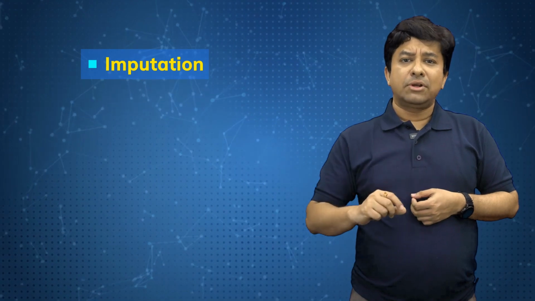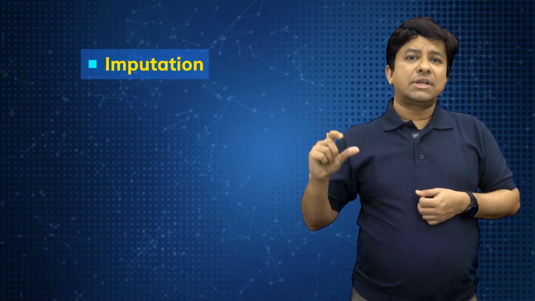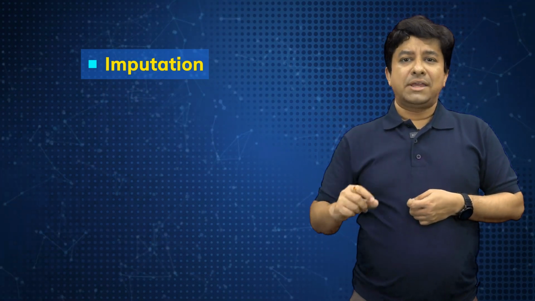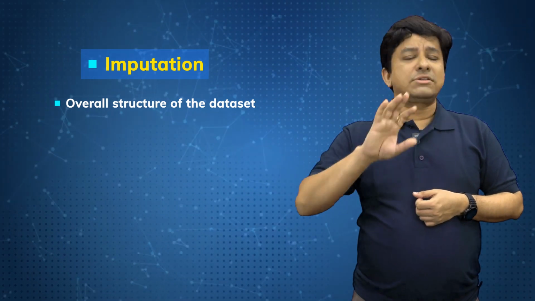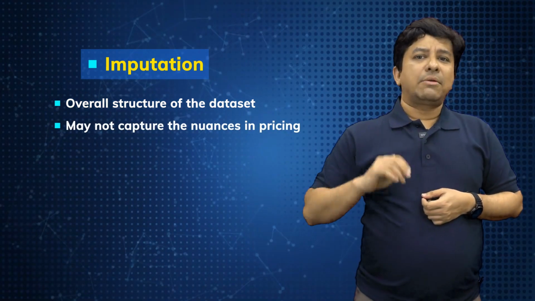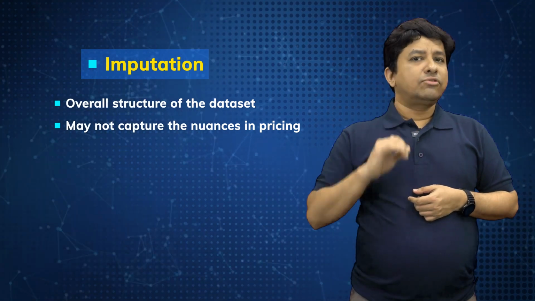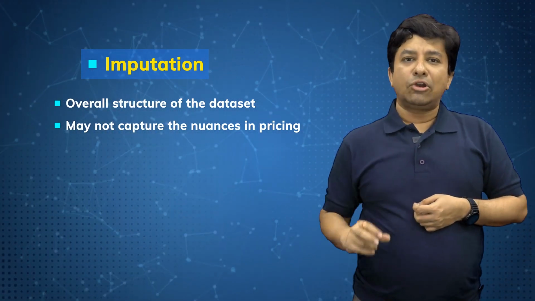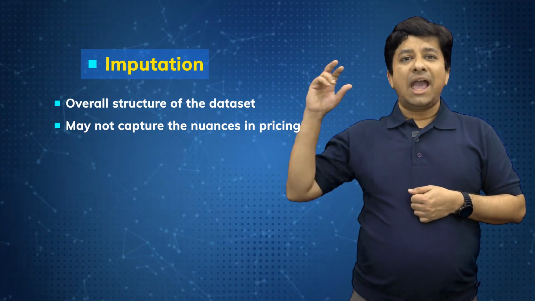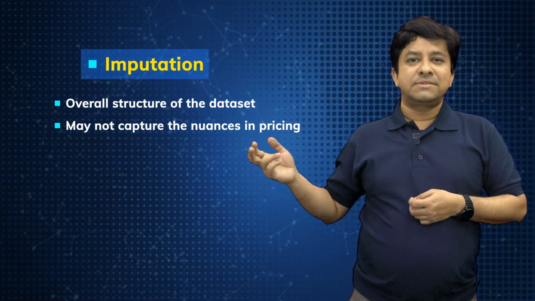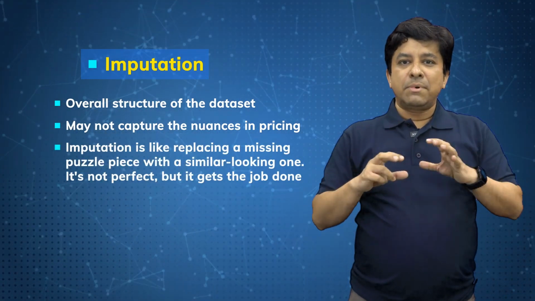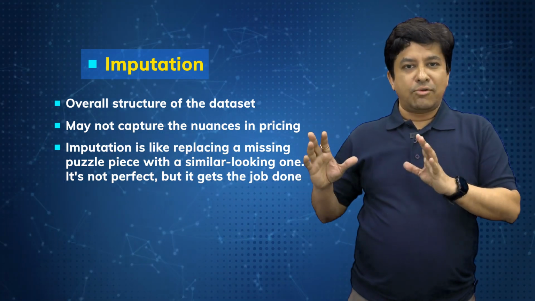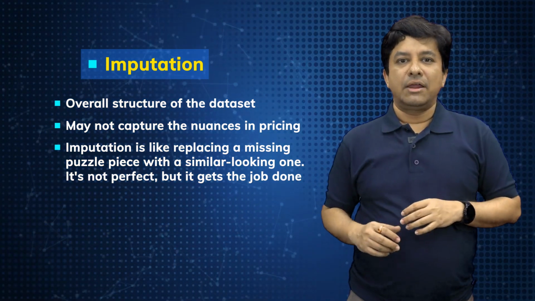So we can calculate the average price for all available observations and then use that value to fill in the missing prices, right? This approach will help retain the overall structure of the data set, but it may not capture the nuances, right? So you are trying to impute the missing value of a small car with the average taken over all the different size cars that are there in your data set, right? So it's like replacing a missing puzzle piece with a similar looking one. It's not quite perfect, but it's getting the job done, right?